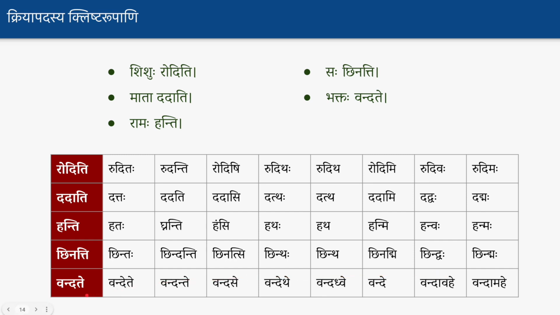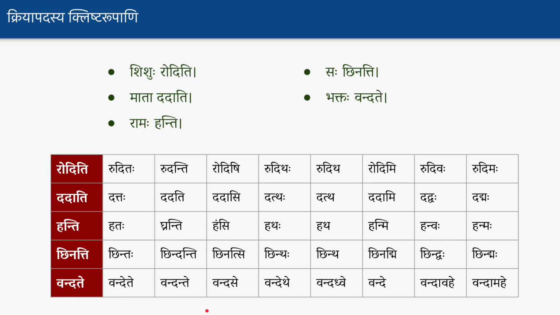And Vandate, Vandete, Vandante, Vandase, Vandethe, Vandadhve, Vande, Vandavahe, Vandamahe. So these forms definitely are different from Patati, Patataha, Patanti and so on, right? That's why we call them special forms, and it's a little difficult for beginners to memorize or remember these forms. So that's why we are going to see an easy way to do this.